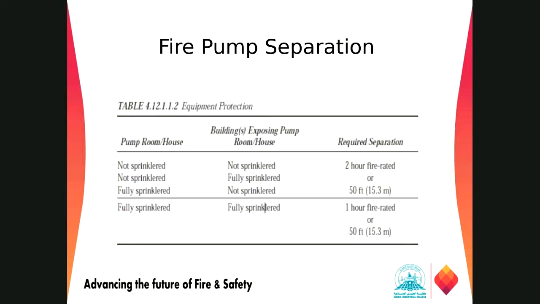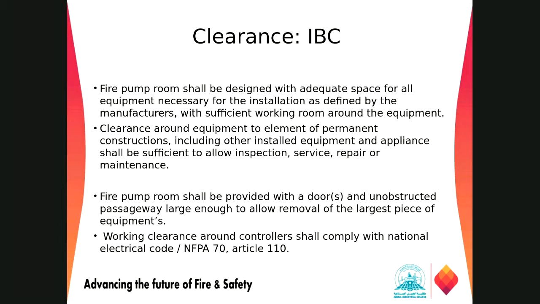The fire pump separation should be as per table 4: if the pump room is not sprinklered, it should be fire rated or 50 feet distant. There should be adequate spacing around the equipment as per the International Building Code, right? For the installation, testing and maintenance of the fire protection equipment. So those spacings should be clear in the drawing, so that we can make sure there is enough space inside the room to remove the fire protection equipment for maintenance purposes.